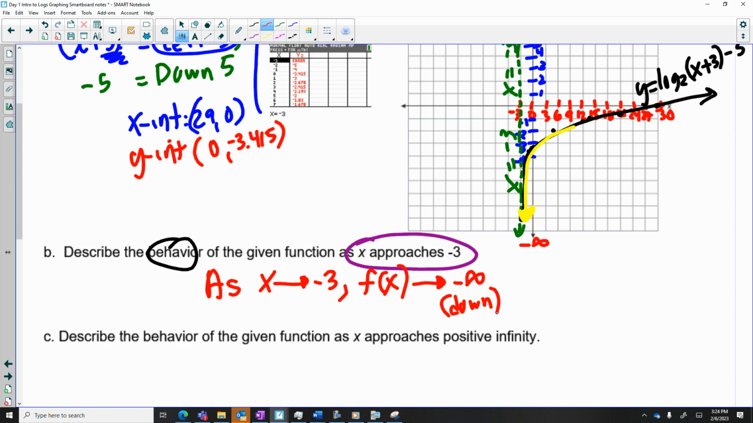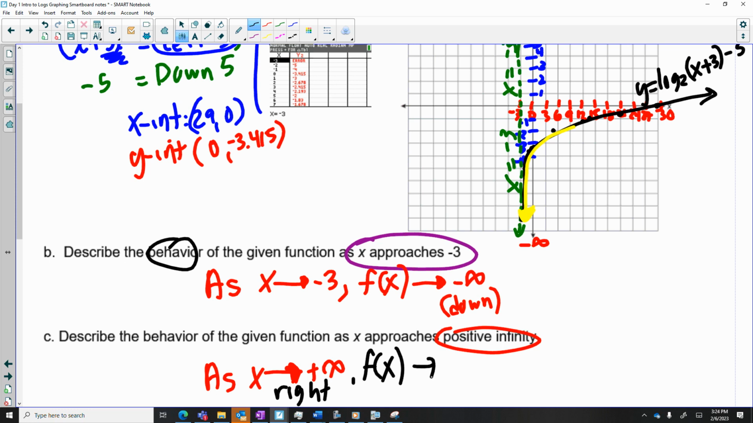And then it says describe the behavior of the given function as x approaches positive infinity. So this means as we're looking to the right toward positive infinity, you can make a note to self that this means as you're looking to the right, where's the graph going? So let's take a look. As you're looking to the right, I'm going to do this one in green. It's just kind of heading slowly upward, upward, upward, upward. So eventually it's going to positive infinity, but slowly. So you could just say in parentheses, up. Okay. So toward the asymptote, it's heading downward to negative infinity. And then toward the other side, it's heading up to positive infinity.